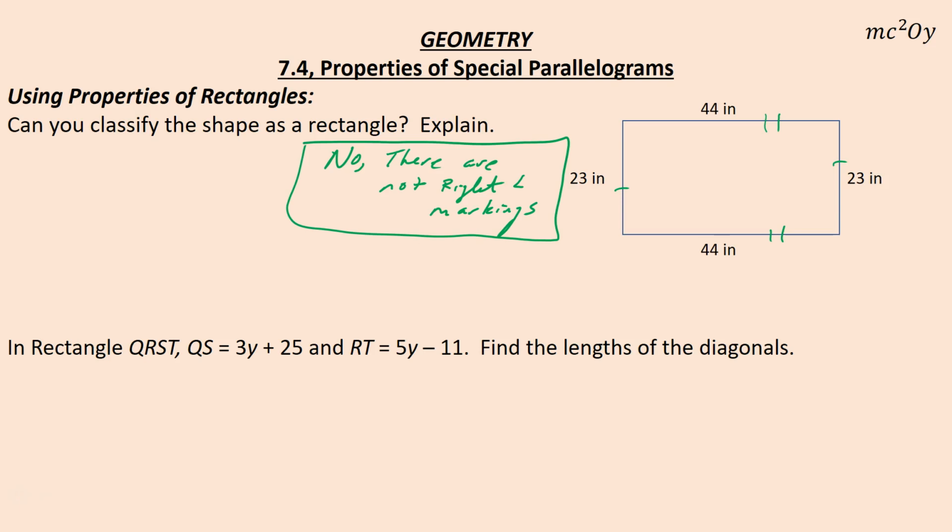All right, well, let's move on to another rectangle. Rectangle QRST. I'm going to draw a picture before I even know what's going on here. So Q, R, S, and T, and I know it's a rectangle. Okay, well, let's switch up our colors here for a minute. QS and RT. Okay, well QS is 3y plus 25.